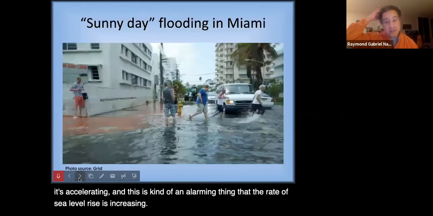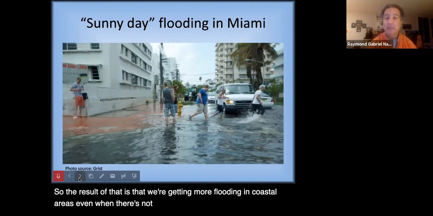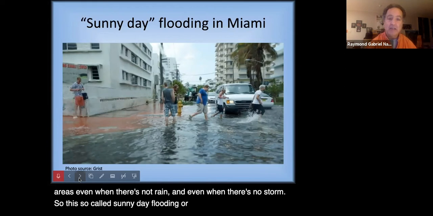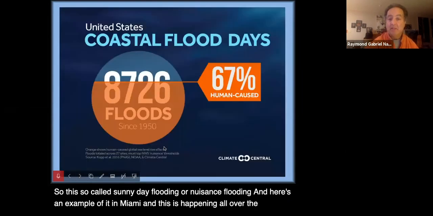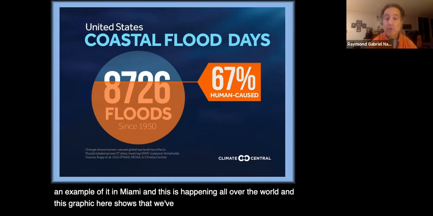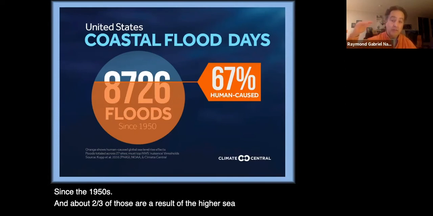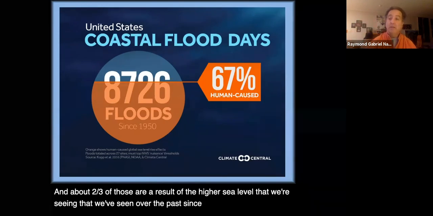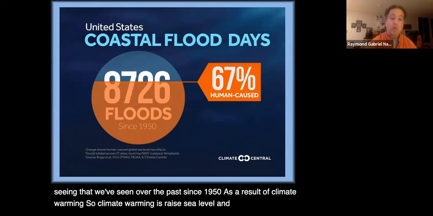So the result of that is that we're getting more flooding in coastal areas, even when there's no rain and even when there's no storm. This is so-called sunny day flooding or nuisance flooding, and here's an example of it in Miami. And this is happening all over the world. This graphic shows that we've had thousands of coastal flood days in the United States since the 1950s, and about two thirds of those are a result of the higher sea level that we've seen since 1950 as a result of climate warming. So climate warming has raised sea level and has caused more frequent flooding on land.